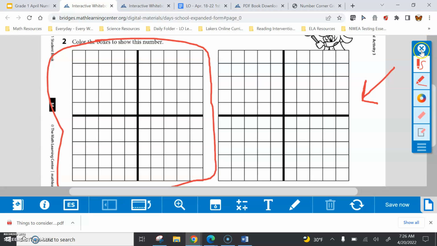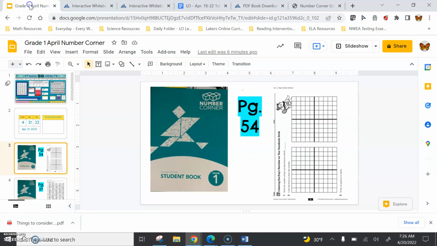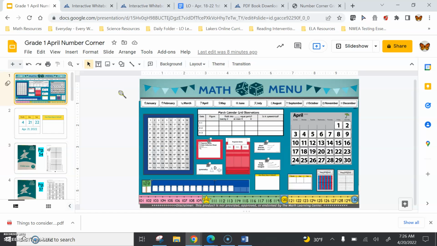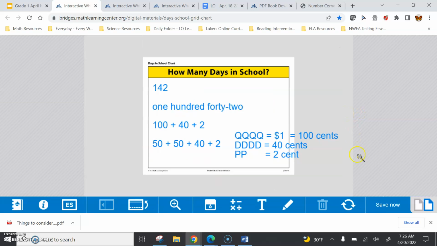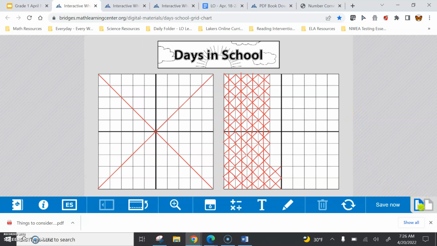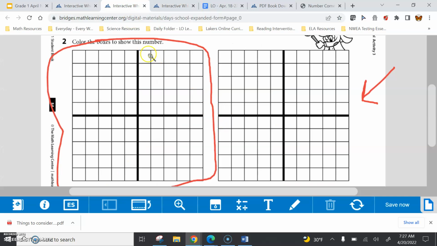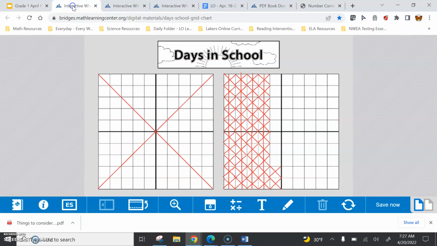And here's a little helpful reminder. Remember, we just did our days in school? And if I click that days in school activity, I want to show you this, All-Stars. This is what it's supposed to look like when you're finished. But you have to do the work. You have to color all of these in to equal 142.